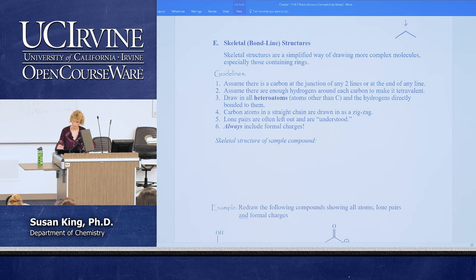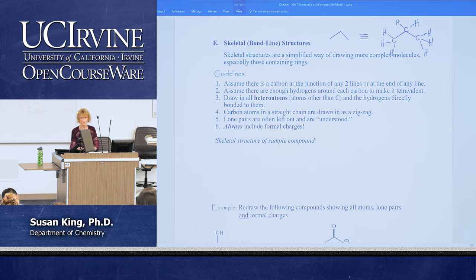So these are 3 hydrogens here, okay? This is a carbon with 3 hydrogens. This is a carbon with 3 hydrogens. The carbon in the center needs 2 more hydrogens to have 4 bonds. Tetravalent, another way of saying it has 4 bonds. So that's what that would be. So this structure here is equivalent to that. It saved us a lot of time in drawing.